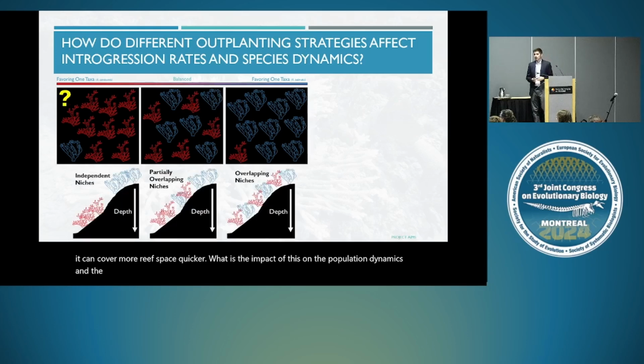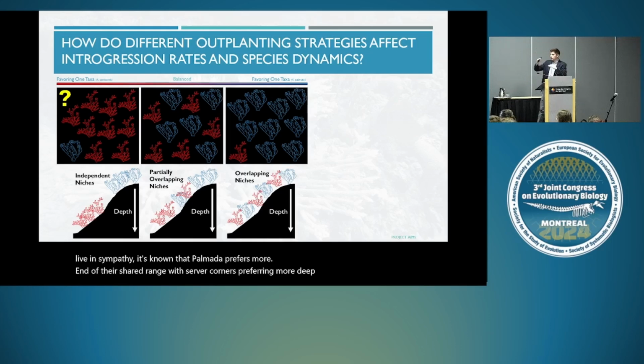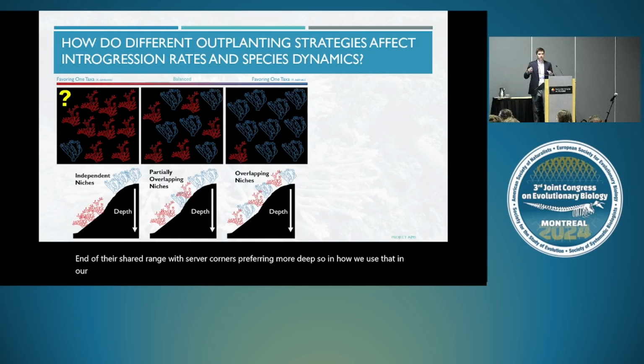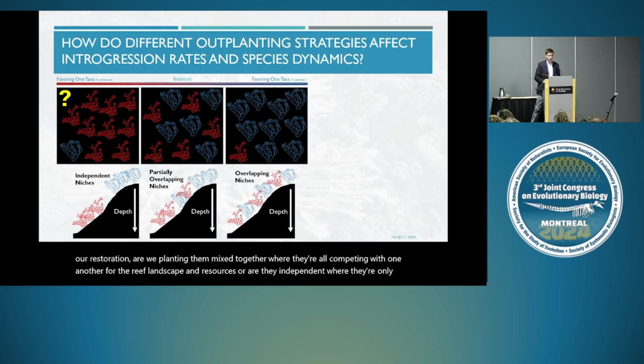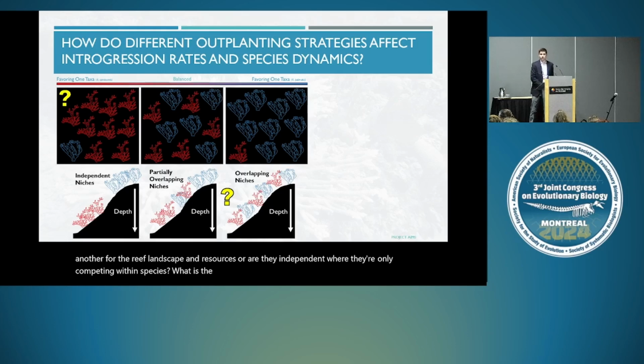And also we can think in three-dimensional space. While these corals live in sympatry, it's known that palmata prefers the more shallow end of their shared range, with cervicornis preferring more deep. So in how we use that in our restoration, are we planting them mixed together, where they're all competing with one another for the reef landscape and resources, or are they independent, where they're only competing within species? What is the impact of this?